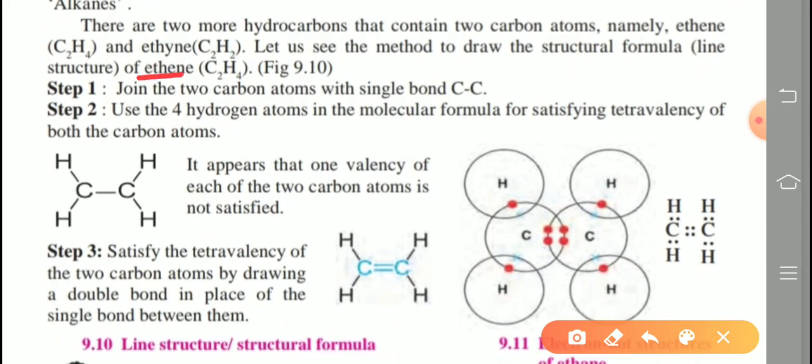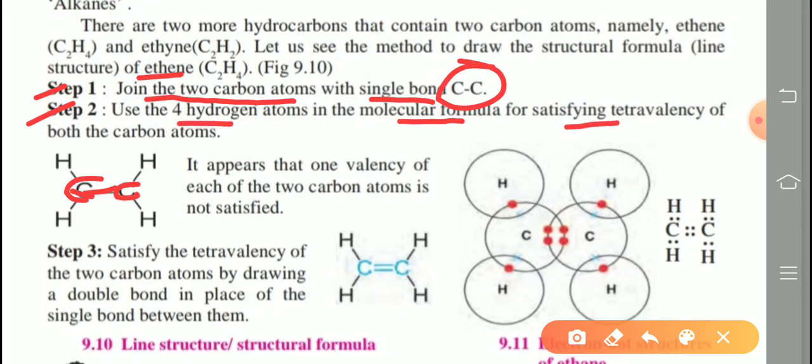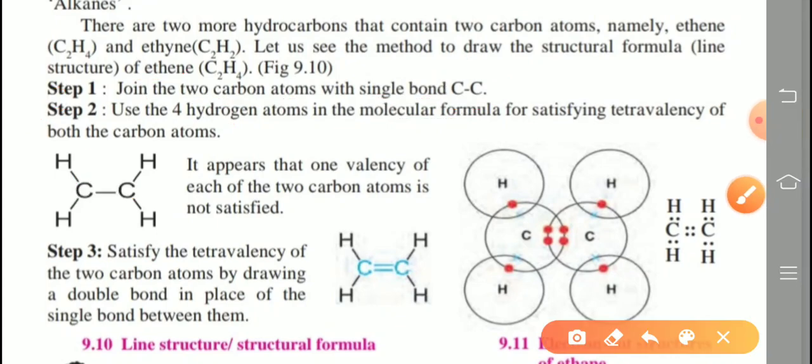Structure of ethene. In the first step, what we write or draw: join the two carbon atoms with a single bond. So that is showing here, carbon carbon single bond. In the second step, use the 4 hydrogen atoms in the molecular formula for satisfying the tetravalency of both carbon atoms. So check there, 4 hydrogens are showing here, 1, 2, 3 and 4.